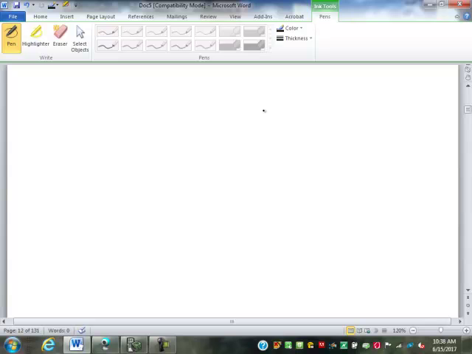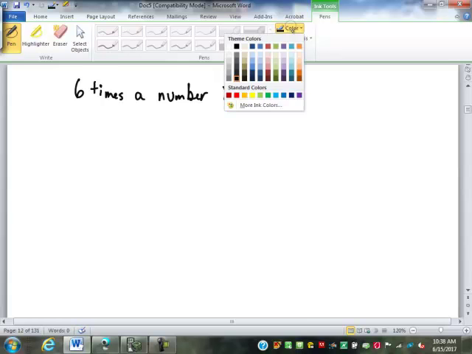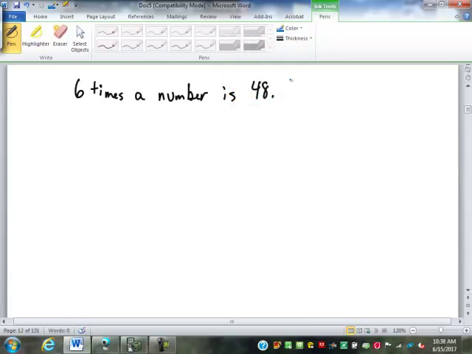So anyway, we're going to start out today with a sentence like 6 times a number is 48. So this is very similar to what we were doing on Tuesday. I'm translating the phrases. But there's an extra little piece here, and the spot that separates this extra piece is right here. The word is.